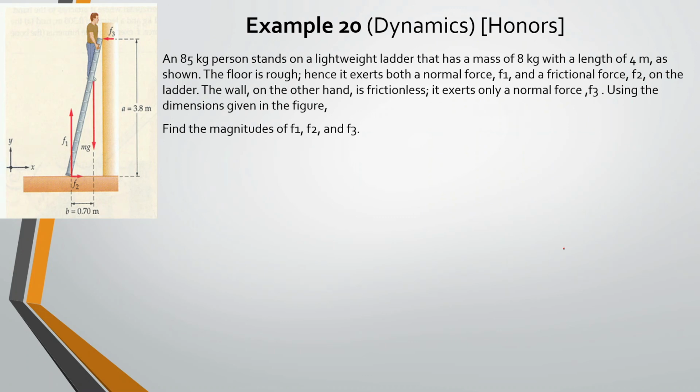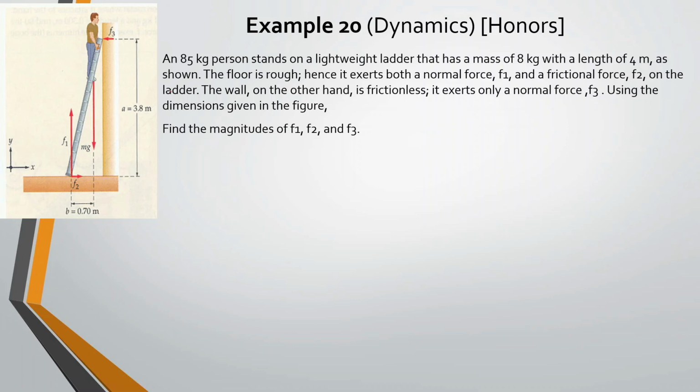Here we go. An 85 kilogram person stands on a lightweight ladder that has a mass of 8 kilograms with a length of 4 meters, as shown. The floor is rough, hence it exerts both a normal force and a frictional force, F2, on the ladder. The wall, on the other hand, is frictionless. It exerts only a normal force, F3. Using the dimensions given in the figure, find F1, F2, and F3.